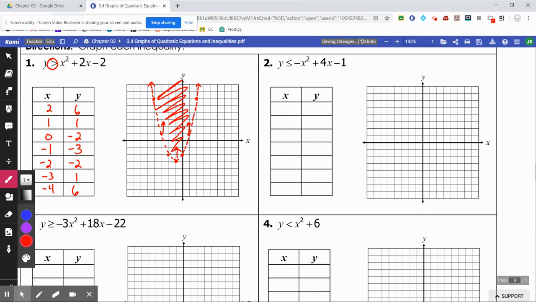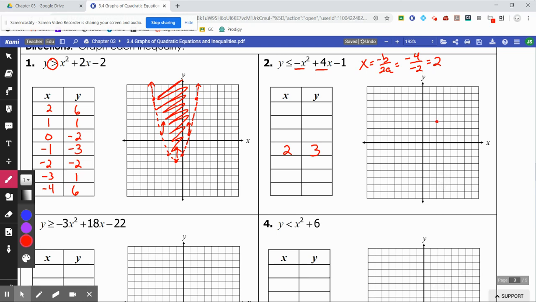Number 2, axis of symmetry, negative b over 2a. Our b value is 4, our a value is negative 1. So that'd be negative 4 over 2 times negative 1, which would be negative 2. So our axis of symmetry is located at x equals 2. We plug in 2 for all of our x's. Reminder, negative x squared. Make sure that you square first and then take the negative. So when we plug in 2, we get 3. So that's going to be your vertex at 2, 3.